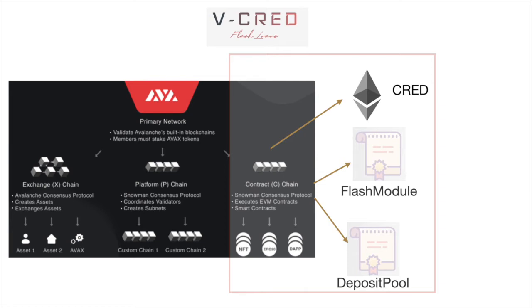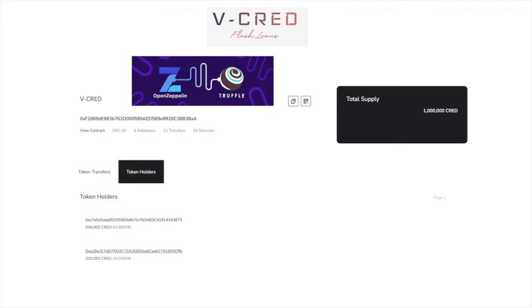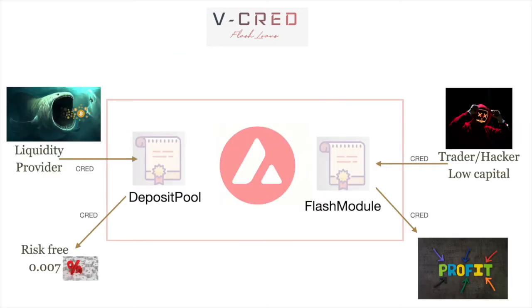It consists of Cred, a token which was minted just for this project, a flash module, and a deposit pool. Cred is essentially an ERC20 token. The contract address is shown there. I deployed this contract on the Fuji testnet, about 1 million Creds, and this will be used to demonstrate how a flash loan works. This project follows a safer flash loan lending pattern, where the deposit pool and the flash module are kept as two separate contracts. A more detailed explanation is given in the Medium article.